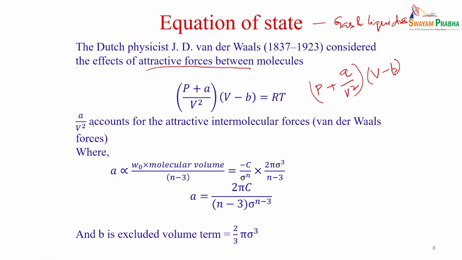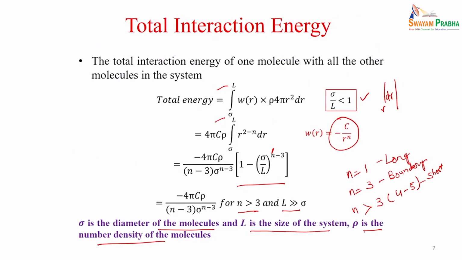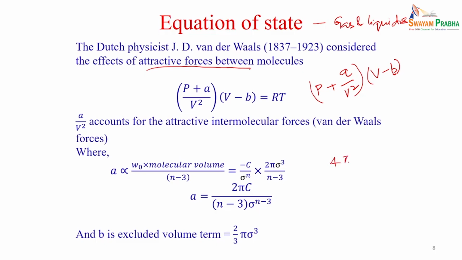So, as I told, this A plus V square accounts for the attractive intermolecular forces. Now, if you remember, we calculated the potential in the last slide. So, it says total energy is 4 pi C rho divided by n minus 3 sigma to the power n minus 3.